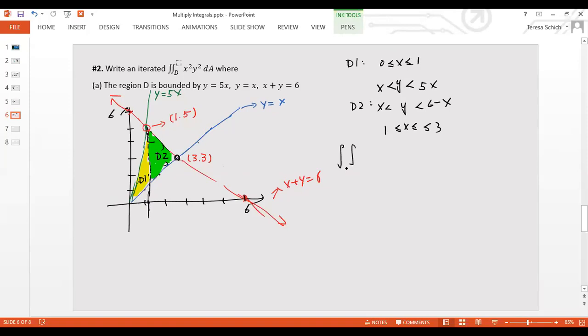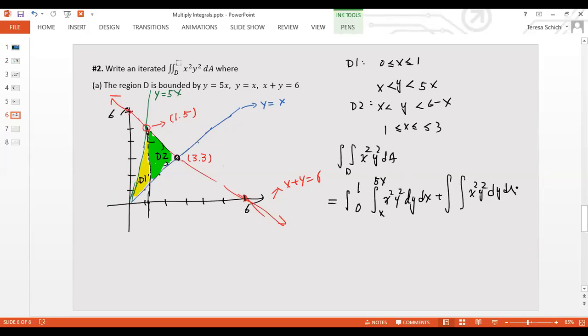Okay, so now let's set it up. We don't need to solve it. So this is x squared y squared dA. For D1, I'm integrating y first and then x. So y is from x to 5x, then x is from 0 to 1. The same way I can separate D2. I still have the function x squared y squared, and I still integrate dy first and then dx. So y is from x to 6 minus x, and x is from 1 to 3, right?